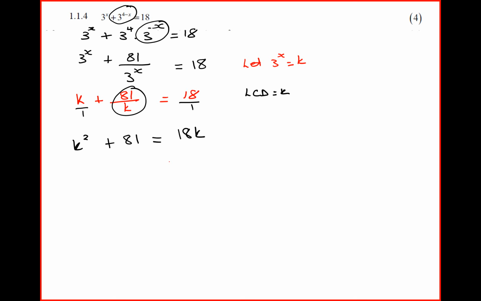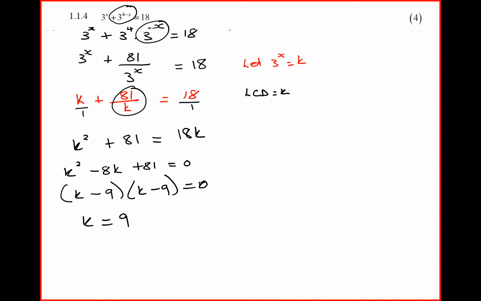Now I'm going to bring it all to the left to form a beautiful trinomial. k squared minus 18k plus 81 is equal to 0. We're then going to factorize that, and the factors would be k minus 9 into k minus 9 is equal to 0. And we end up with k being equal to 9.